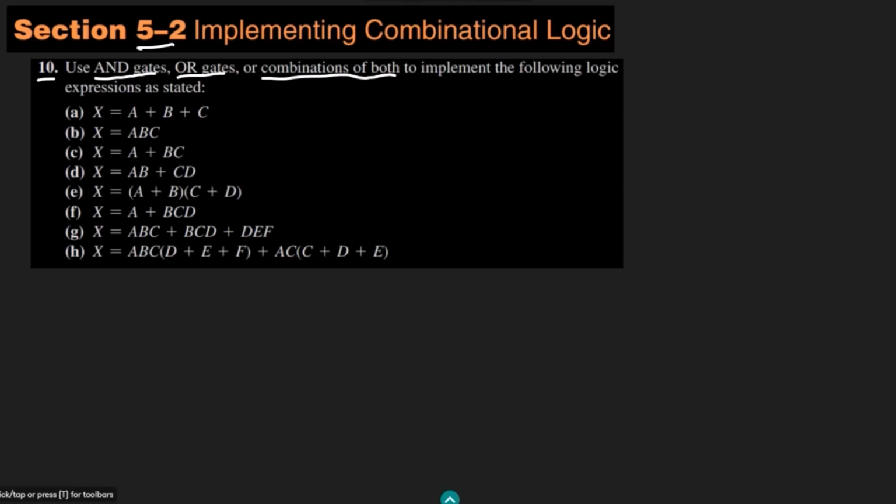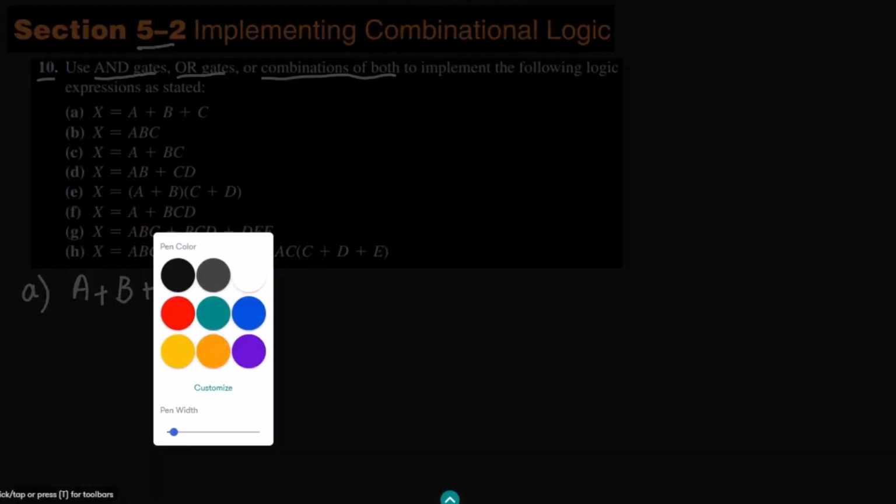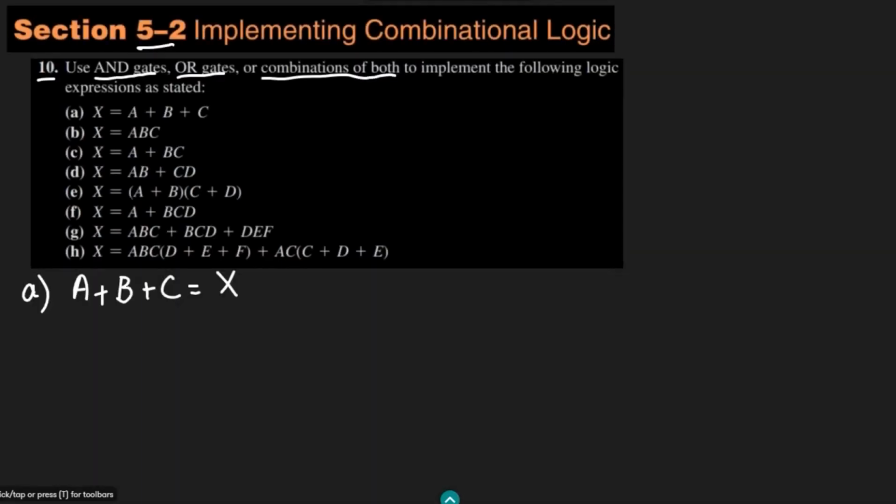Here, part A is A plus B plus C, and that is equal to X. The first step here is to see what inputs we have. Here we have three inputs, A, B and C.